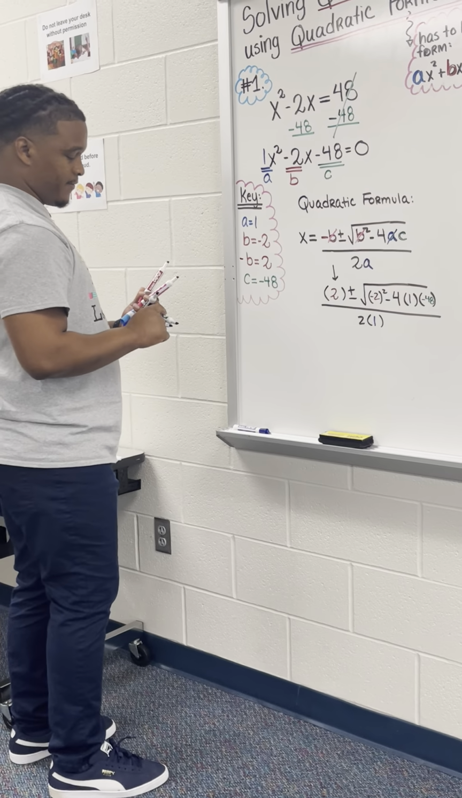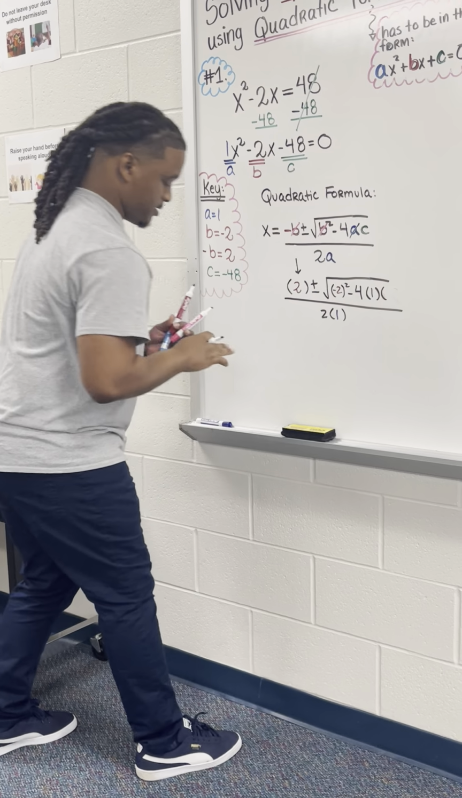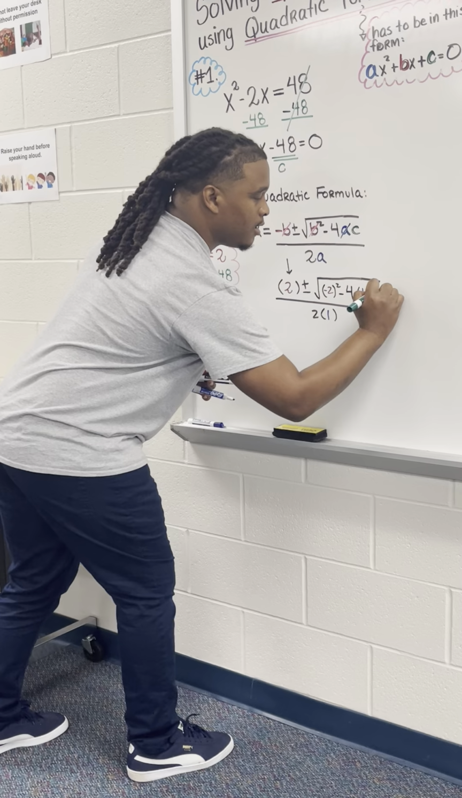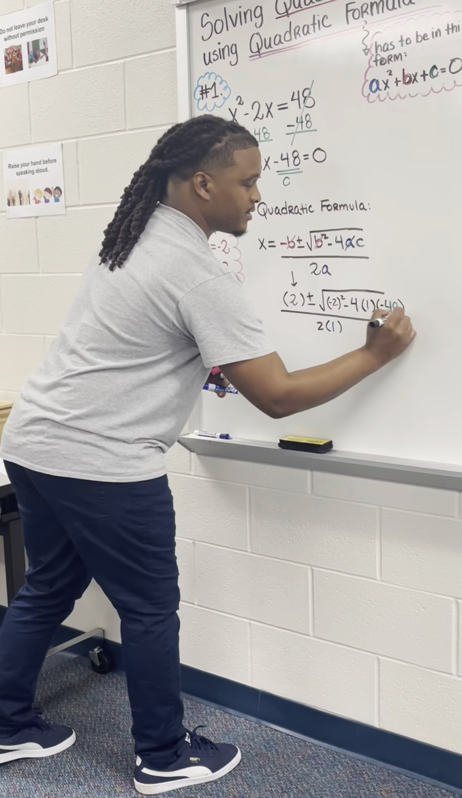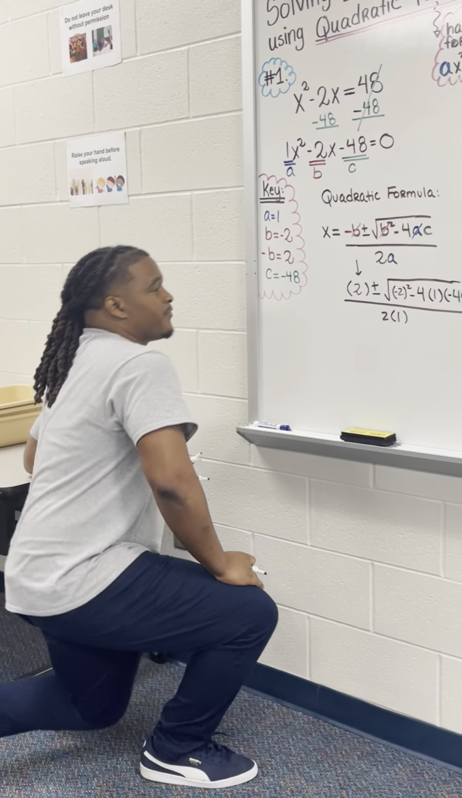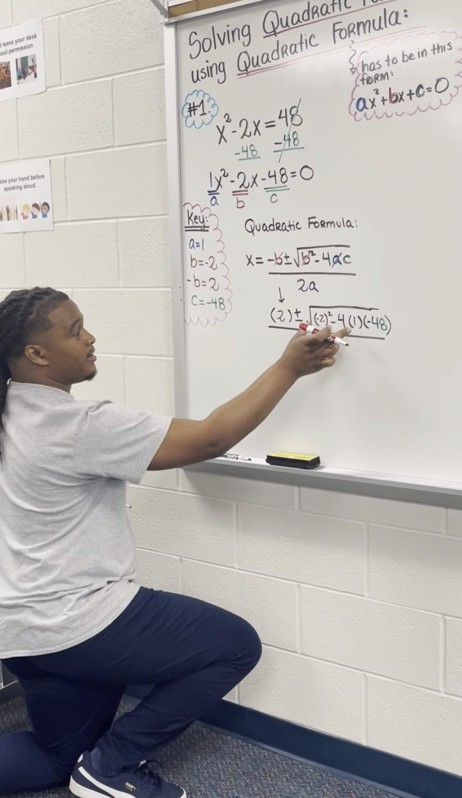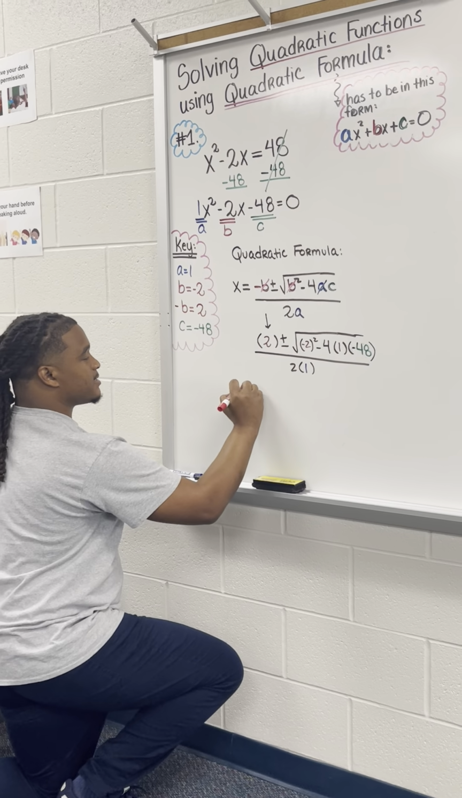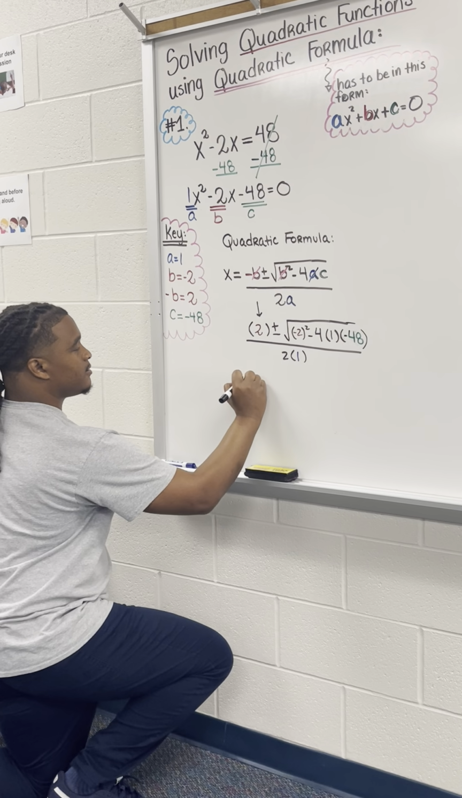So once again, we have everything plugged in. Let me make negative 48 a little bit bigger so y'all can see. Okay, now we have everything plugged in. So now, ladies and gentlemen, all we're gonna do is simplify what we have, okay? So once again, everything on the outside of the square root sign stays the same. So I still have a 2 plus or minus.